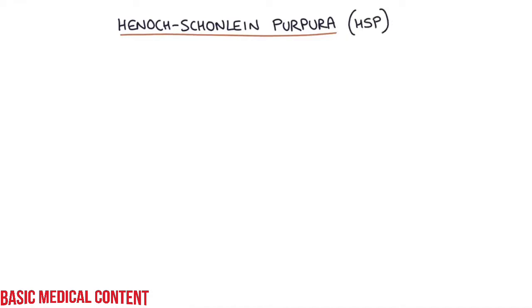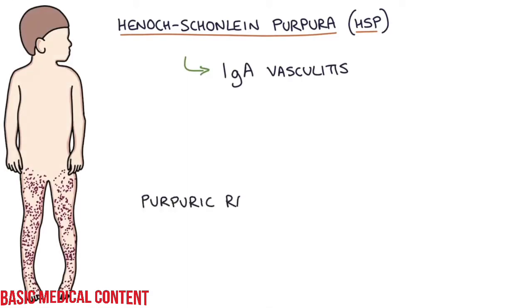In this video, I'm going to be going through Henoch-Schönlein purpura, or HSP. Henoch-Schönlein purpura, or HSP, is an IgA vasculitis that presents with a purpuric rash affecting the lower limbs and buttocks in children.